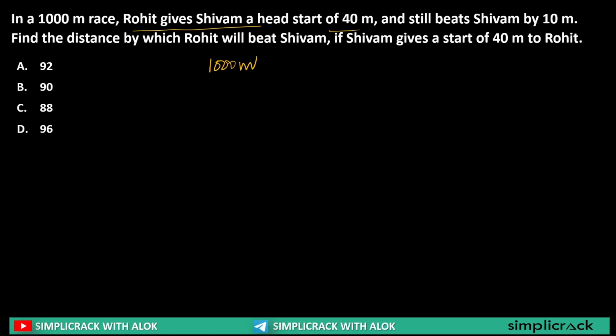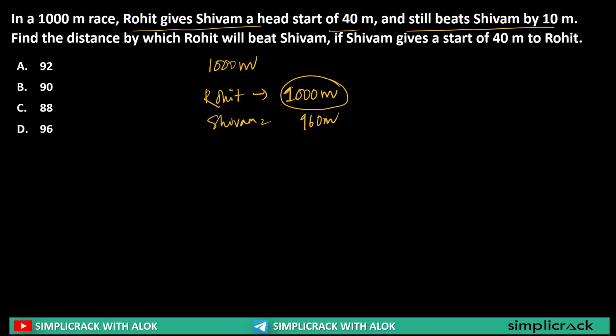That means what? This means when Rohit runs for 100-meter, Shivam runs 60-meter. Clear? But here Rohit also beat Shivam by 10 meters. That means the time taken by Rohit to run 100-meter, for the same time Shivam runs 50-meter, because he is still 10-meter behind. Clear? Yes, sir. In the second case, it is saying find the distance by which Rohit will beat Shivam.